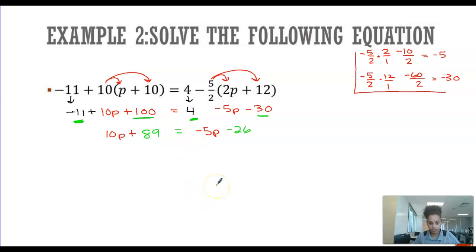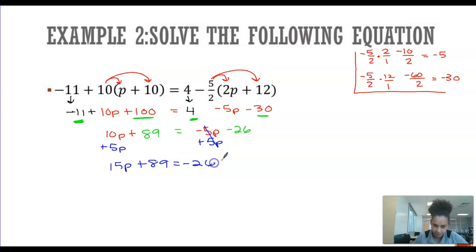From there, we're trying to isolate, that is our ultimate goal, is to isolate the variable. So what is the inverse of subtracting 5p? It would be to add 5p. So I'm going to add 5p to both sides of the equal sign. 5p, 5p, and try to combine those like terms. On the right-hand side, they would cancel, and that's really good. That's what we want it to do. And I would have 15p plus 89 equals negative 26.